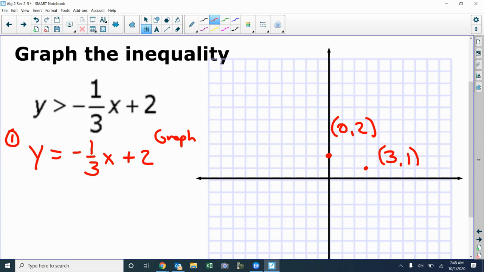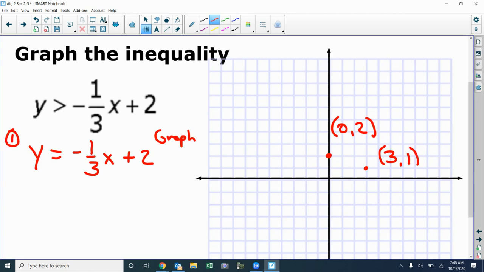So step 1, write it with an equal sign. Also part of step 1, you might need to solve to be able to graph, right? If you want to use mx plus b, or what's our other option, the intercepts. Plug in 0 and get your intercepts. So it's either mx plus b or intercepts so you can graph the line. Graph 2 points. Is everybody good?